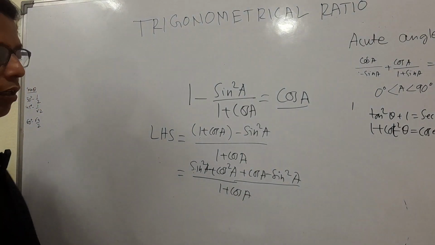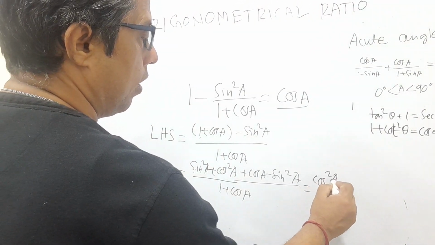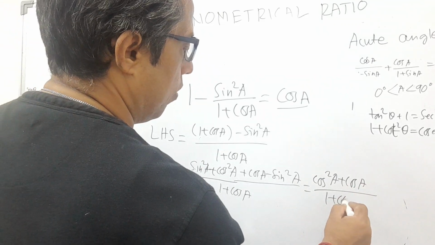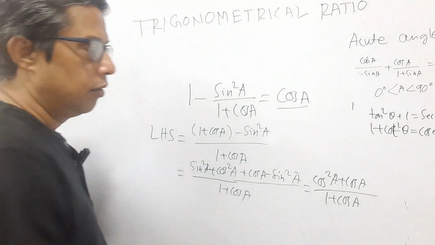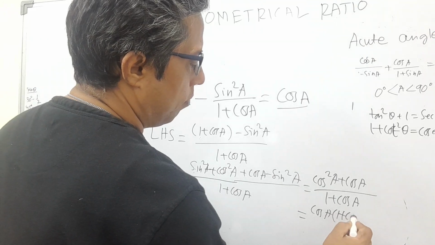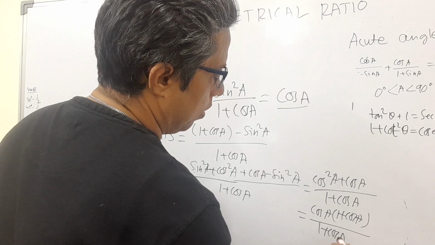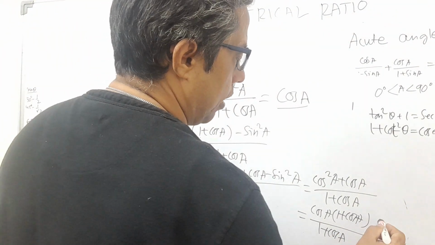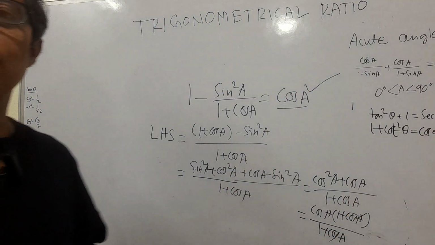Here I will get cos square A plus cos A divided by 1 plus cos A. Fine, right? Now next is cos A common, so cos A times (1 plus cos A) divided by 1 plus cos A. So it will come only cos A, right? That's it. So proved. This way you have to proceed.